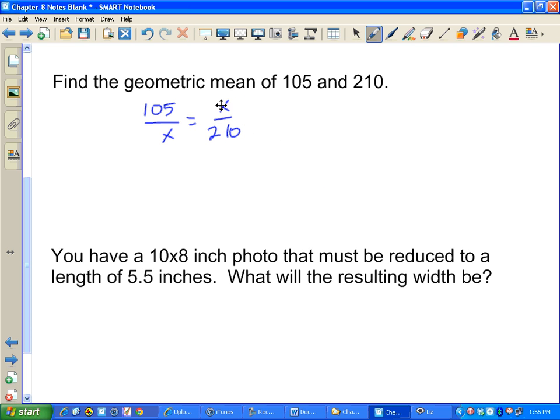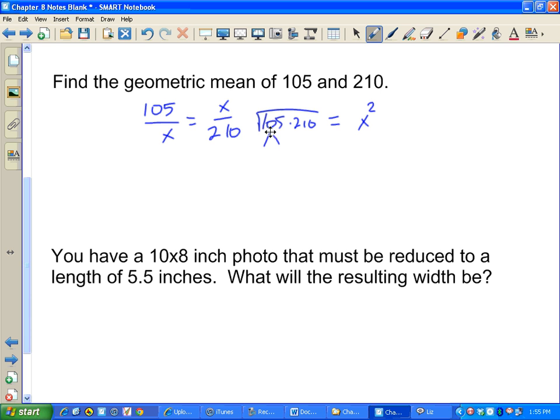Okay? So, I could go through the process of multiplying 105 and 210 together and get some big number. But since I know I'm going to be square rooting them, because it's going to equal x squared, I'm just going to leave them separate, 105 times 210. That's going to make it easier for me to break down.